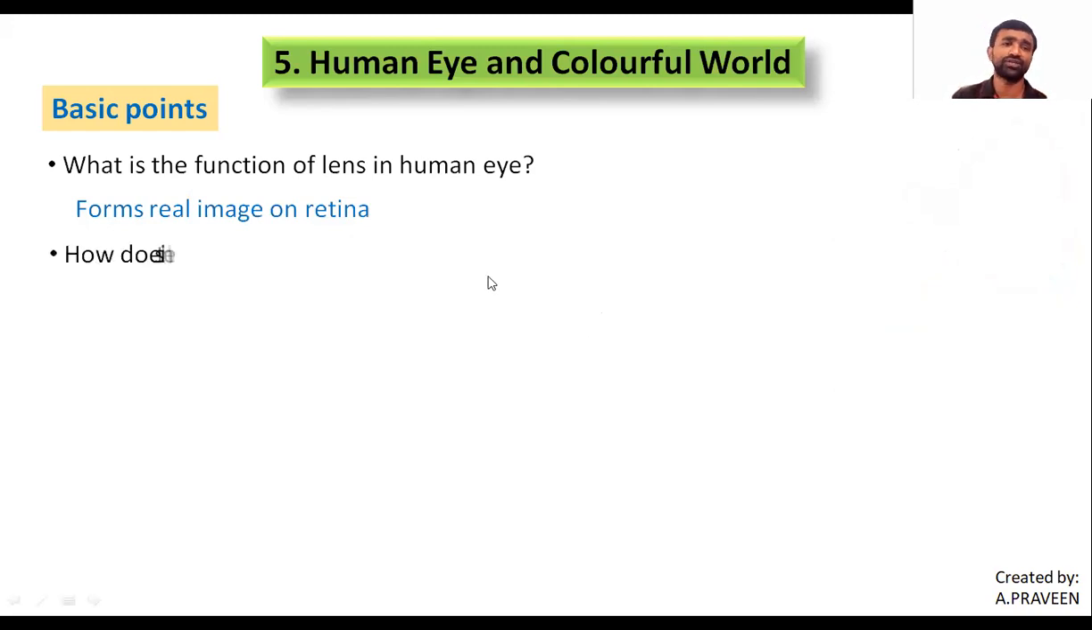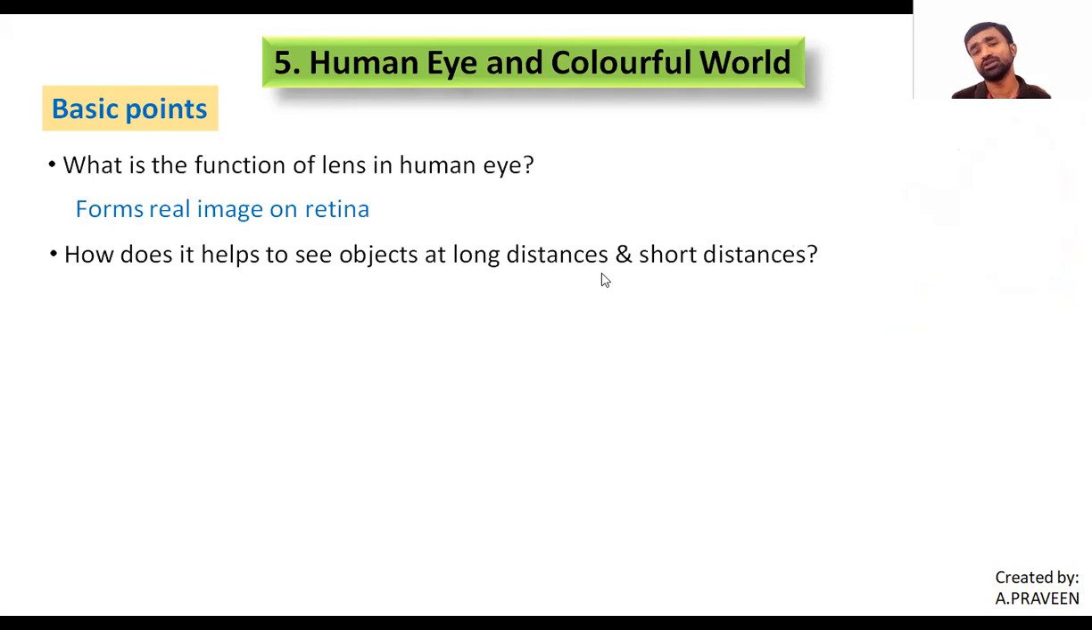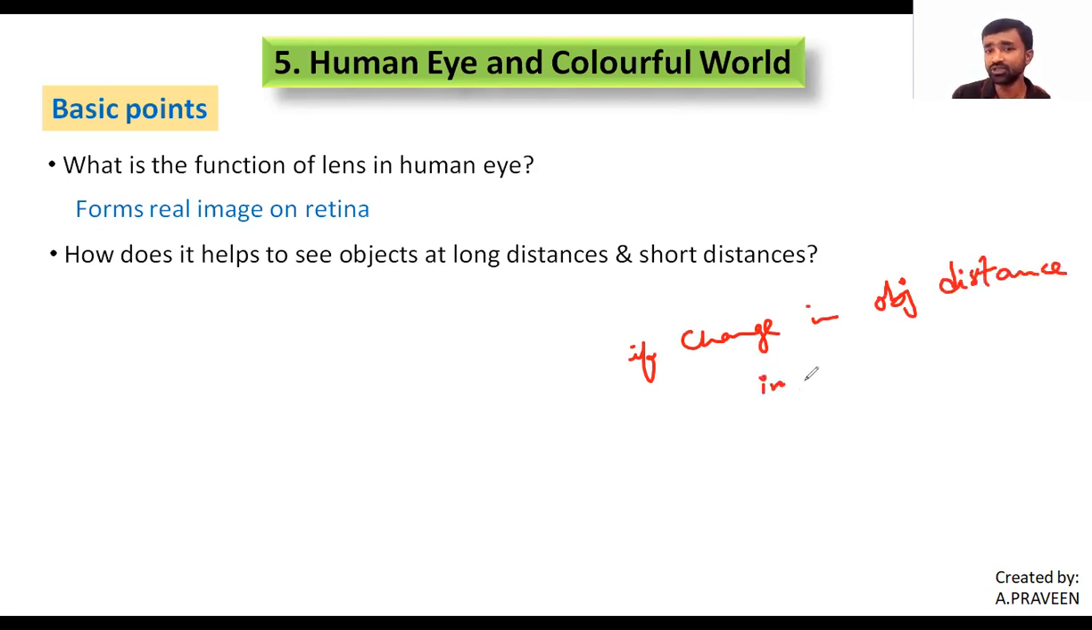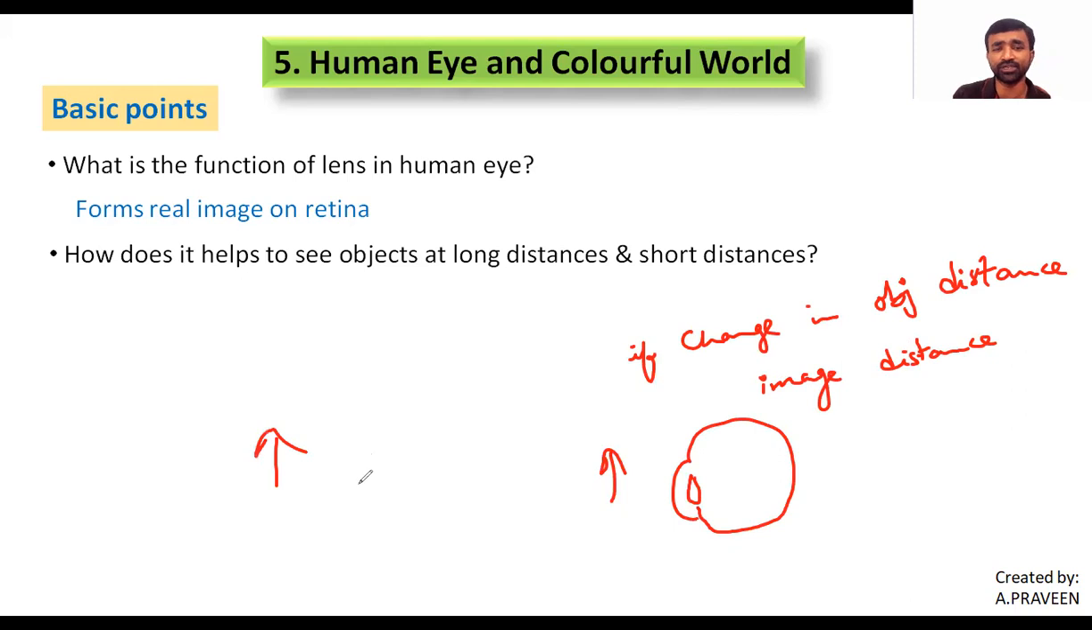Then here, one more question. How does it help us to see objects at long distances and at shorter distances? As per your previous chapter, fourth lesson, refraction of light through lenses, if there is a change in object distance, what happens to the image distance? Image distance also changes, right? In front of your eye, you have objects at various distances. Suppose one object is here, another object is here. Object distances are different. If you focus your view on the different objects, every time you are receiving the image on the screen, right?